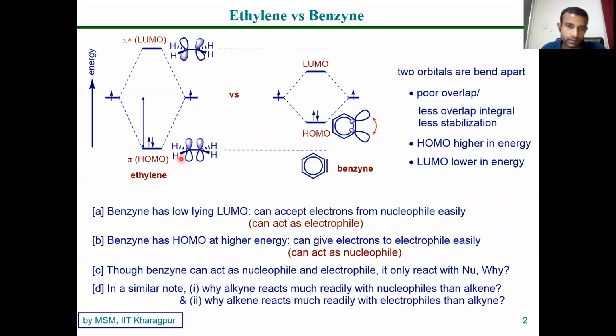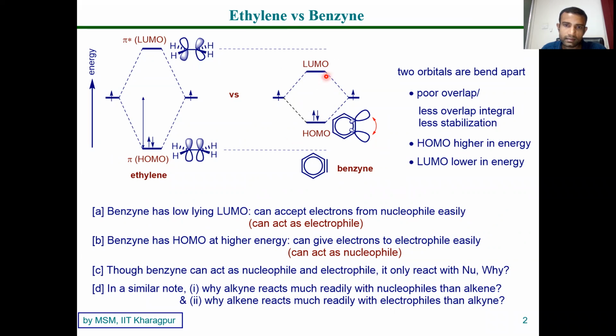Then pi. But compared to ethylene, if you consider benzyne, these two orbitals are bent apart. They don't undergo such nice overlap. The overlap is poor, which leads to a smaller overlap integral and less stabilization. So the stability is less, and for benzyne this HOMO will be much higher in energy. At the same time, the LUMO will be lower in energy compared to the pi star of ethylene. Together, benzyne has a low-lying LUMO, so it can accept electrons from a nucleophile easily.